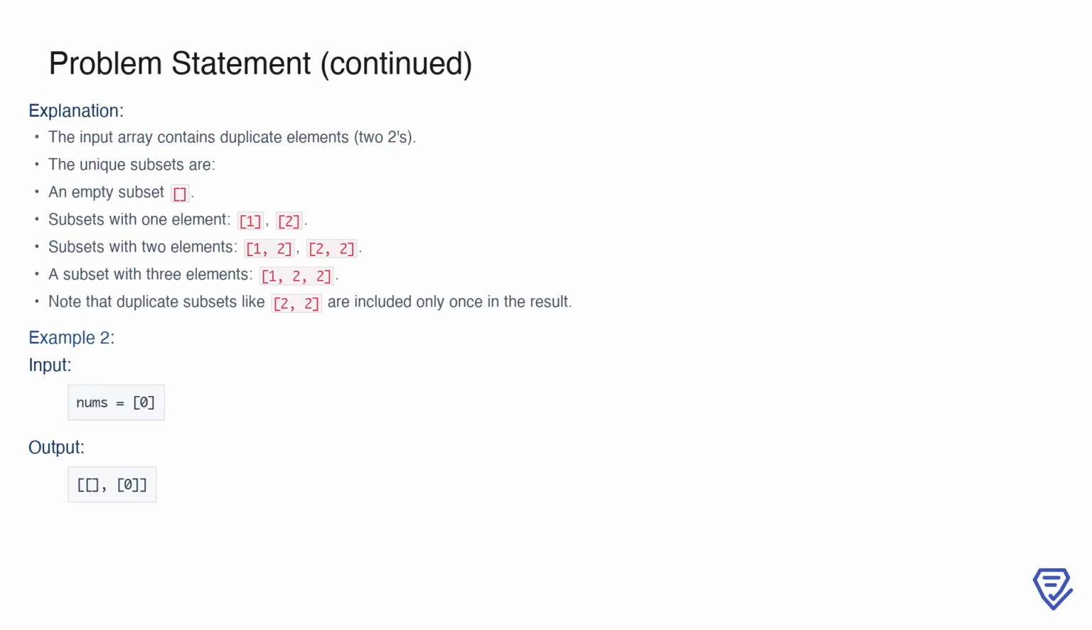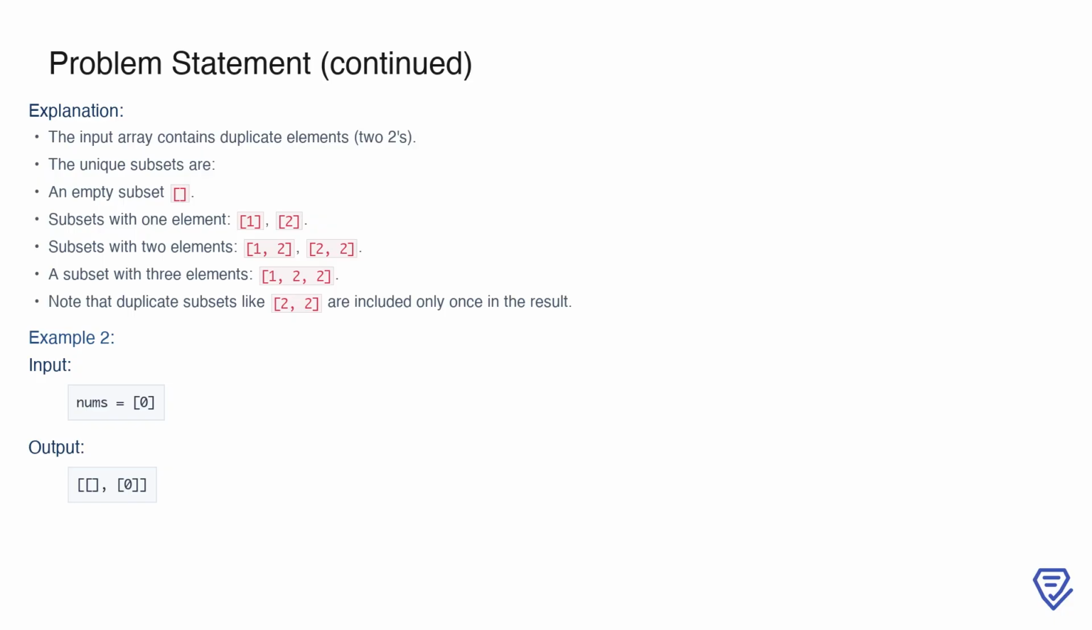Now, let's break down the example further. The input array 1, 2, 2 contains duplicate elements, specifically the two 2's. To generate unique subsets, we consider all combinations but ensure that duplicates like 2, 2 appear only once. For instance, the subsets include the empty set, subsets with individual elements like 1 and 2, combinations of two elements like 1, 2, and 2, 2, and the full combination 1, 2, 2. This guarantees that every subset listed is unique.